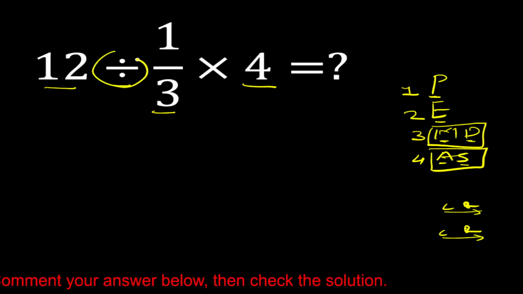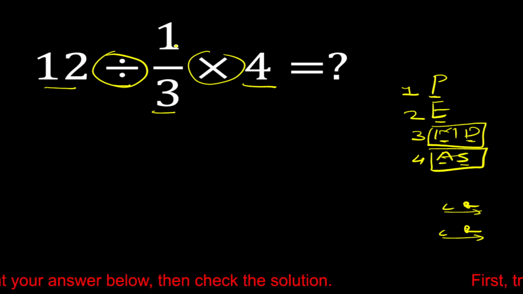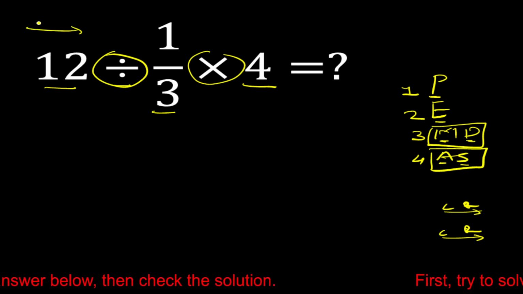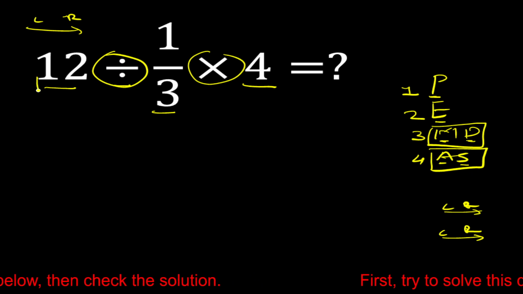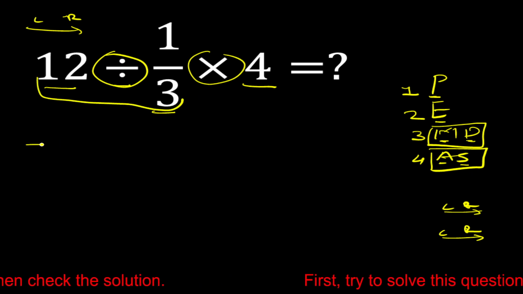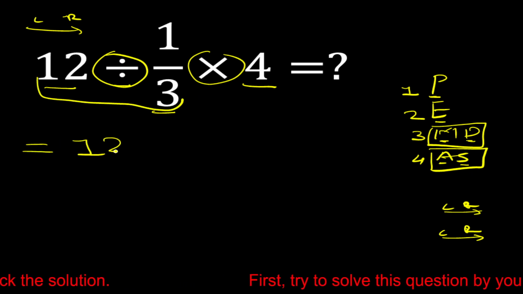So now here is one division and here is one multiplication. Both have equal priority, so we have to solve it from left to right. So first we have to solve this part. Okay, so it is equal to 12.